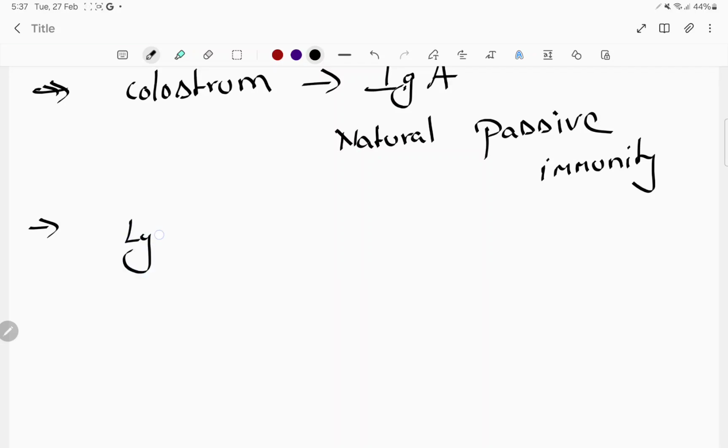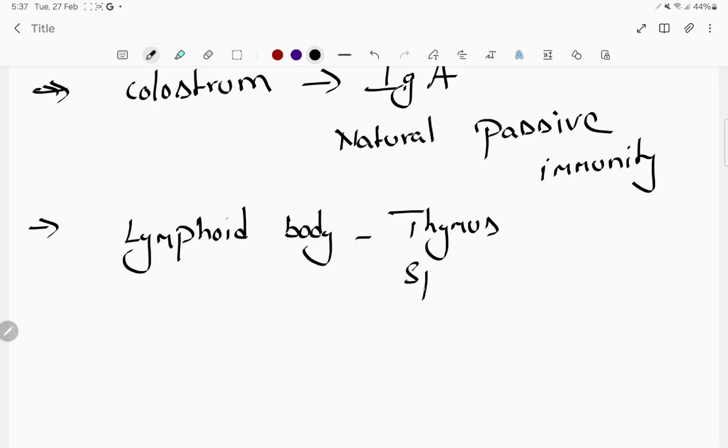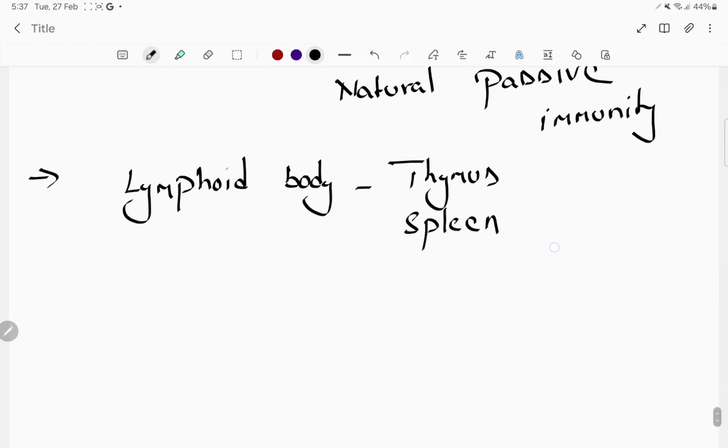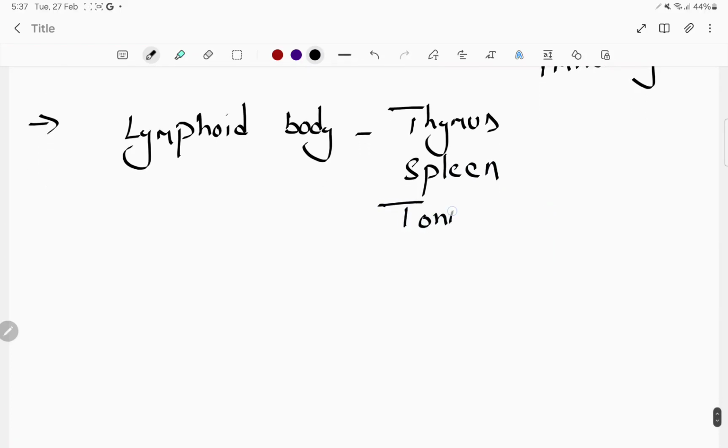So coming to the lymphoid bodies. Thymus, spleen, tonsils.